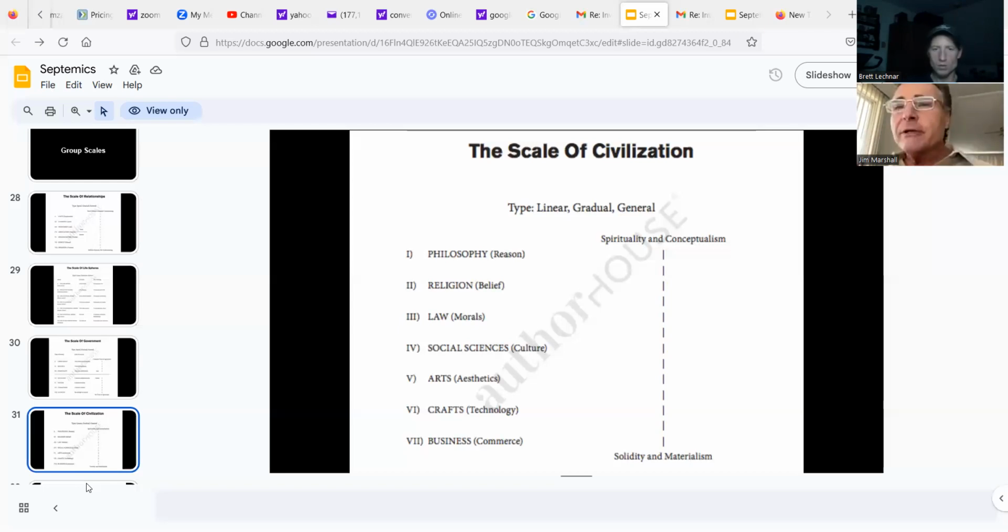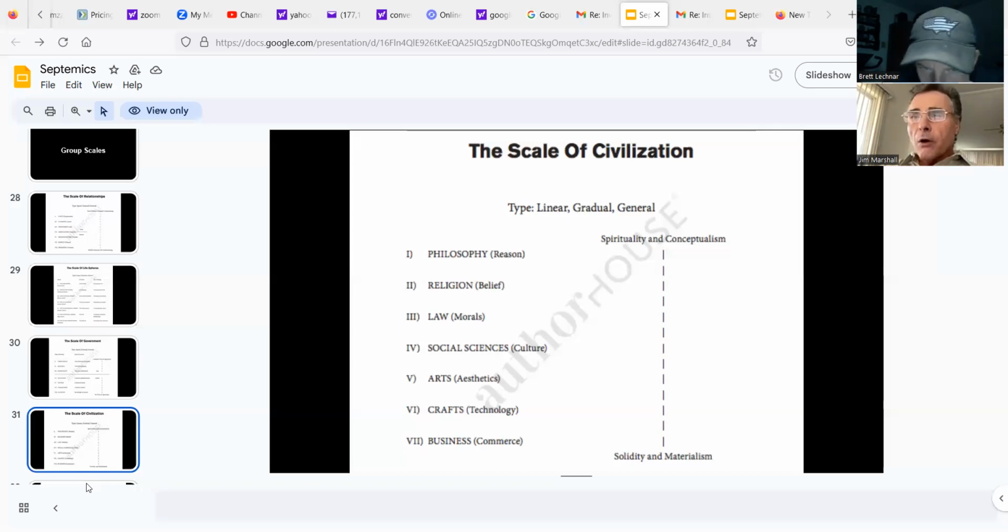Now, once you have a religion, the next thing that happens is law, because the law comes from the religion. This is very clear in studying the Old Testament, where the Jews had law that came out of their beliefs. Law is the same thing as morals. Law and morals are the same thing.